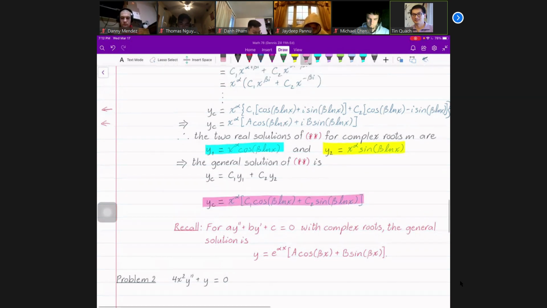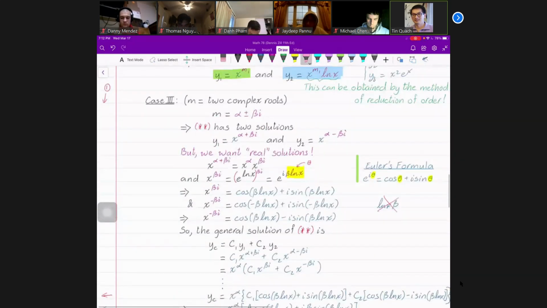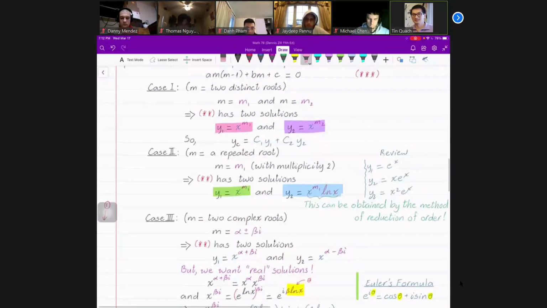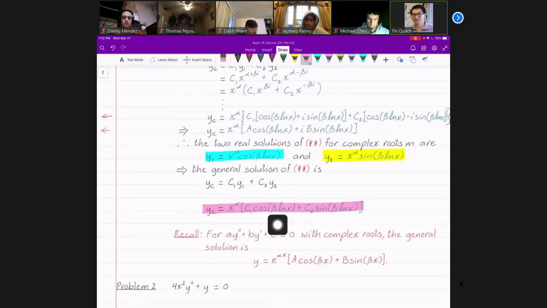All right, so we got the y sub c up here. For case 1 it is like this. You just plug in the y1 and y2 for both cases, right? But in this case, I just want to do this because it's more complicated, so I want to write it out so you can see it.